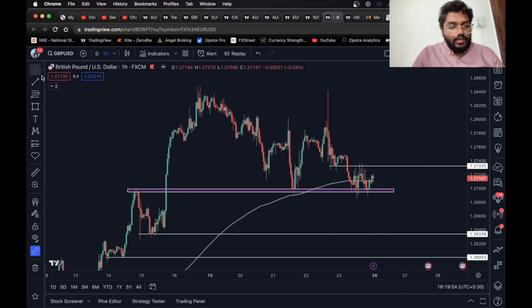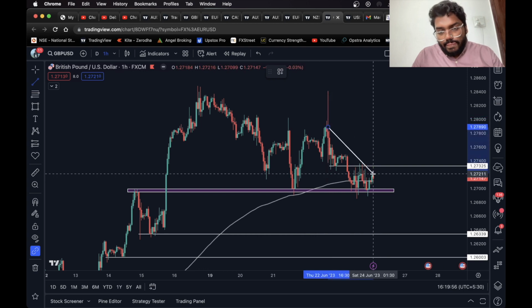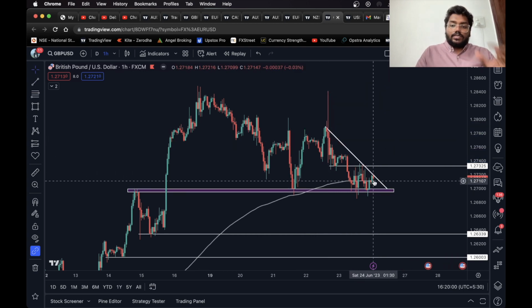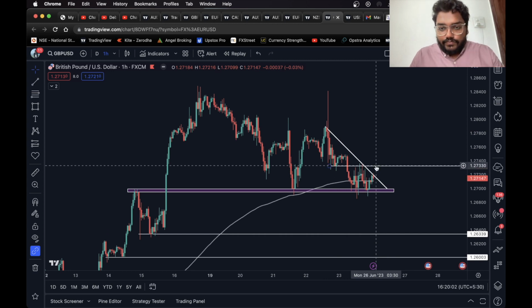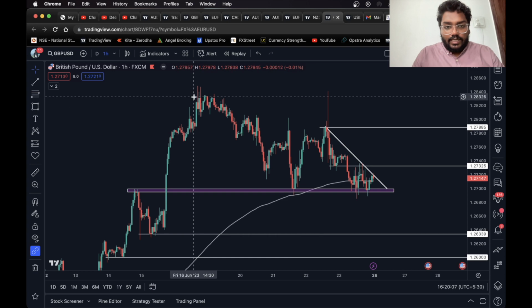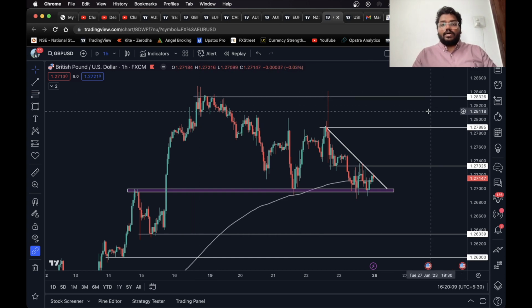Just in case it sustains above, can you see a trend line also? Right, we can see a trend line also here. So just in case it breaks the trend line and sustains above this level, a long entry can be taken. We can consider this level as our first target and this level as our final target.